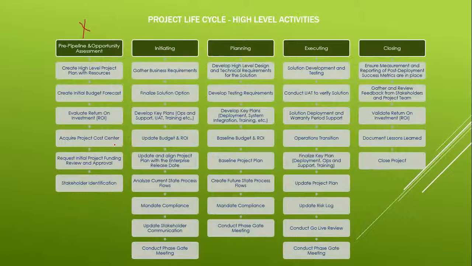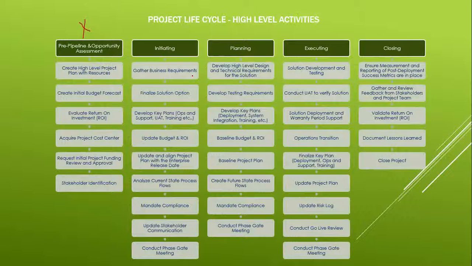Then acquire project cost center. So if the gate review is to move on with the project, the cost center will be given, where the project funding will be provided to you and all the resources will fill that cost center for their timesheet. Request initial project funding review and approval. After all these things, you will ask for the approval, and anything that needs to be changed, you update. If it is approved, you do the stakeholder identification.